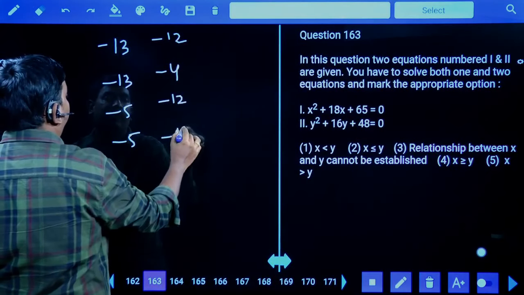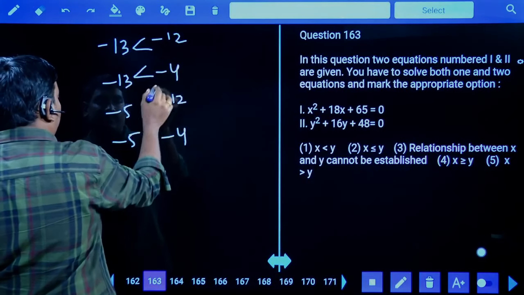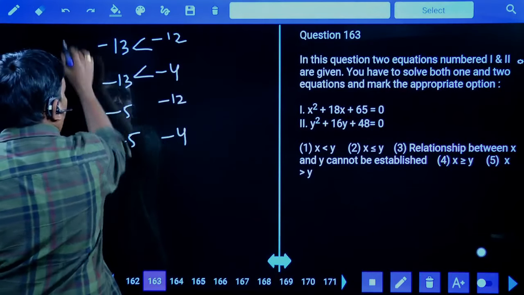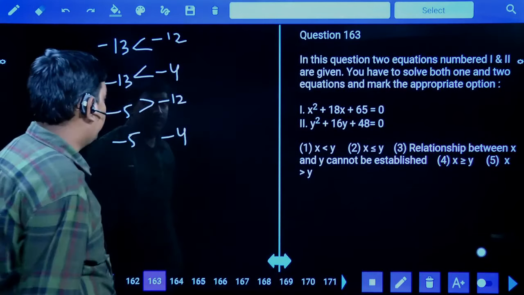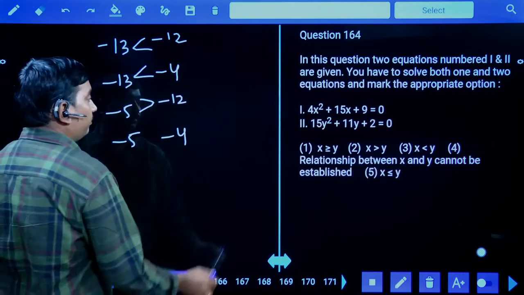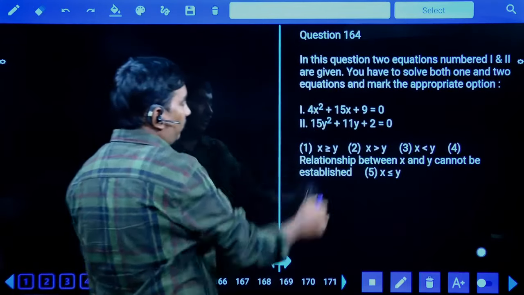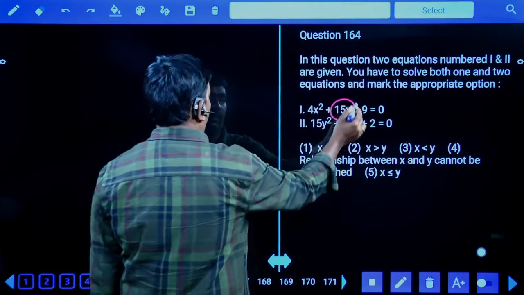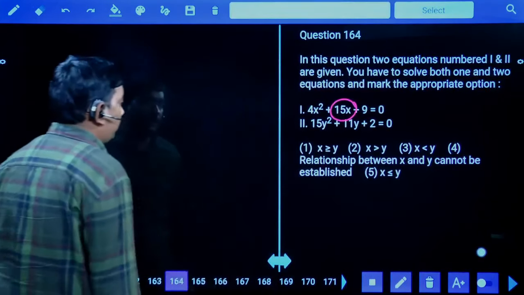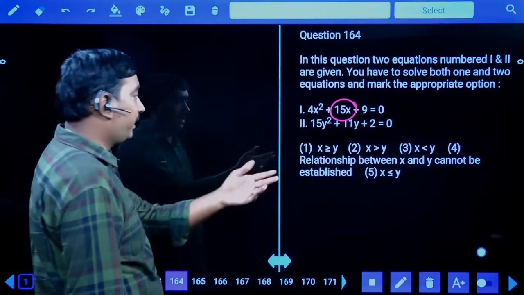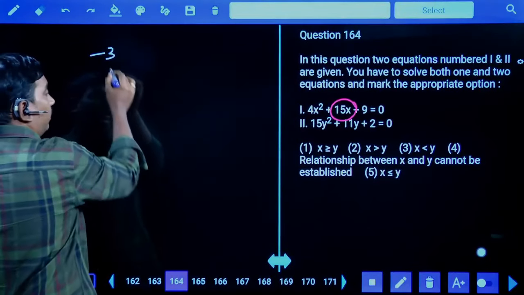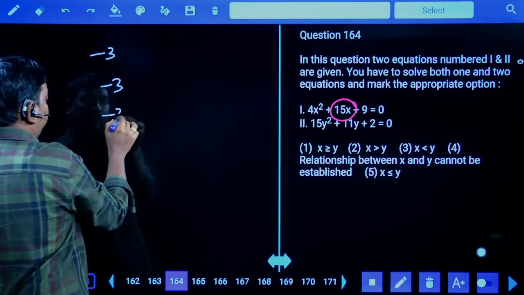Minus 12, minus 4. Sorry, this symbol is greater than. No relation, this is no relation. 4 9s are 36, 12 3s are 36. Plus 12, plus 3 is 15. Initially plus 12, plus 3. Finally minus 12, minus 3. Minus 12 by 4 means minus 3. Minus 3 by 4.